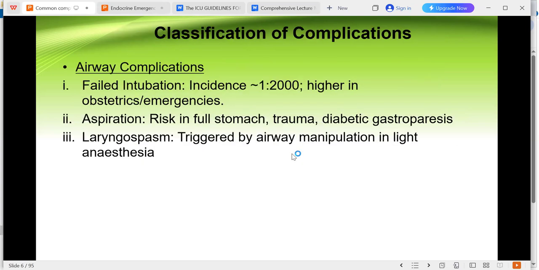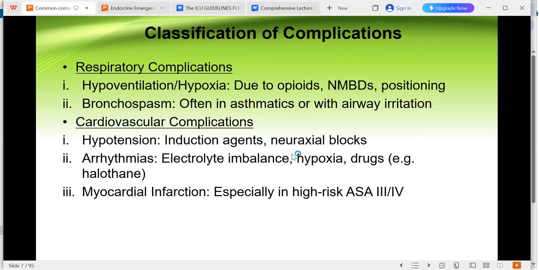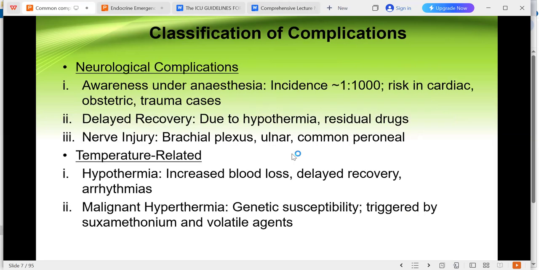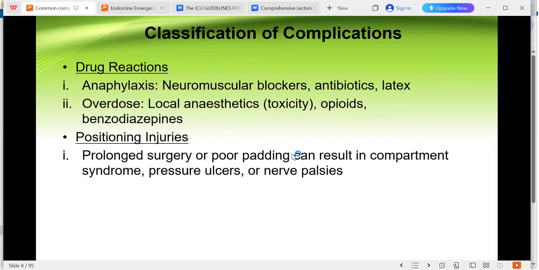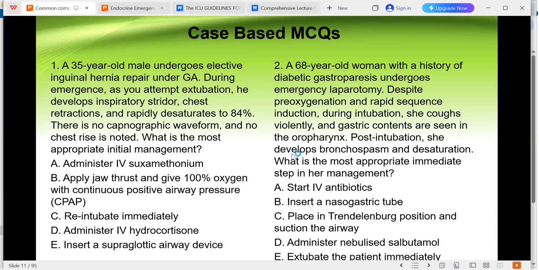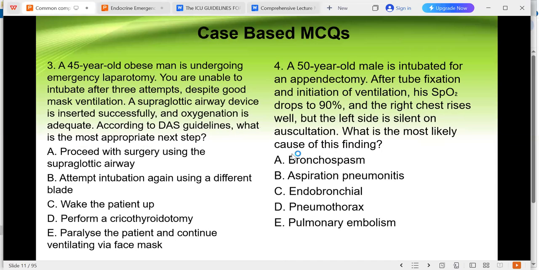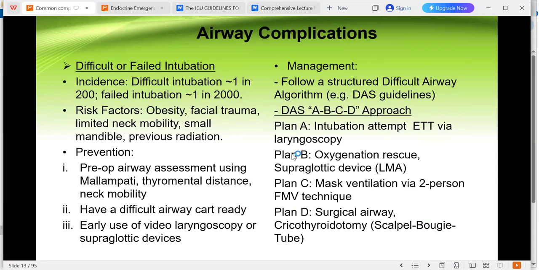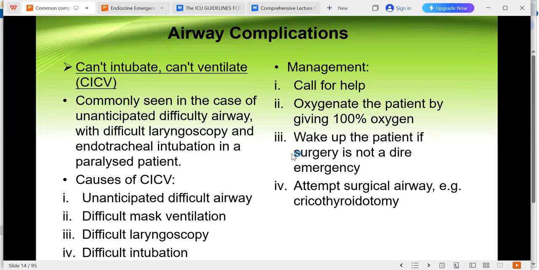So we looked at different classifications: airway complications, respiratory, cardiovascular, neurological, temperature-related, drug reactions, and positioning. We attempted all these case-based MCQs the last time. We won't go over them. We looked at the can't intubate, can't ventilate scenario, and we did say that it is commonly seen in cases of unanticipated difficult airway.